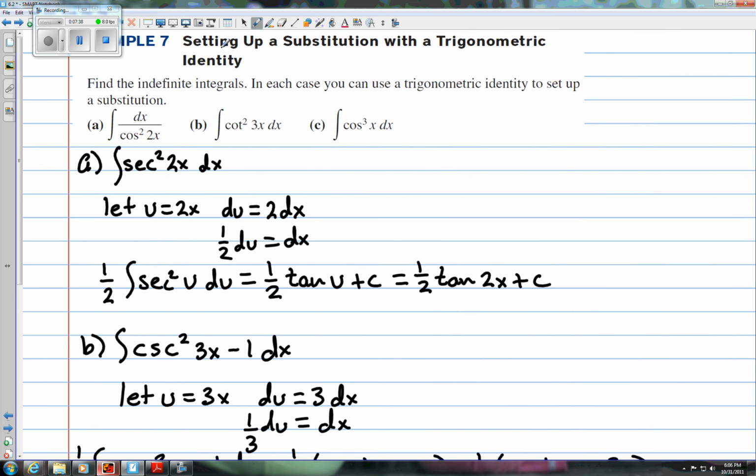In example 7, we're going to set up a substitution with a trigonometric identity. So we're going to take a, b, and c and change the way they look in order for us to be able to use u substitution. Letter A, 1 over cosine squared is secant squared of 2x. There's a very simple u substitution for this one. The u would be 2x, so du would be 2 dx. Divide by 2, and the substitution is the 2x is replaced by the u, and the dx is replaced by 1/2 du. Antiderivative is 1/2 tangent of u plus c, and then we replace the u with 2x.